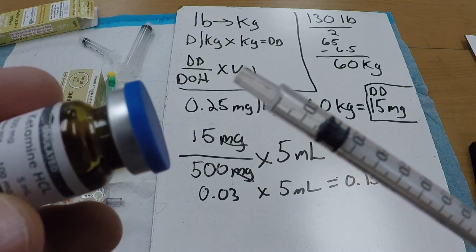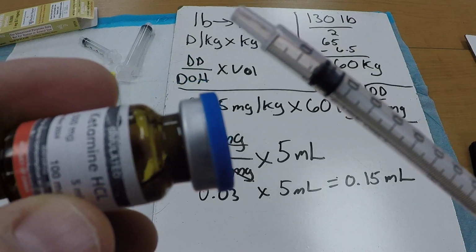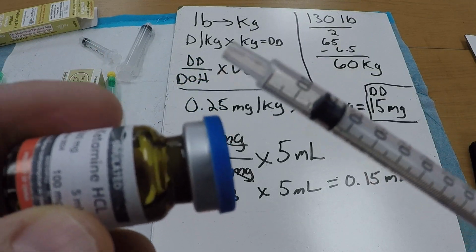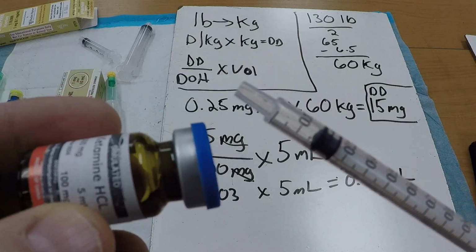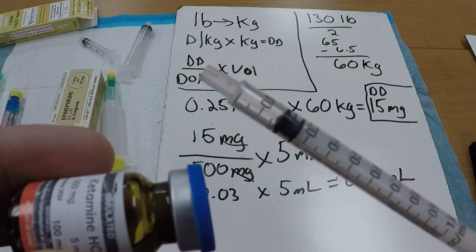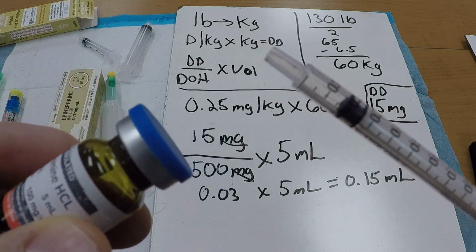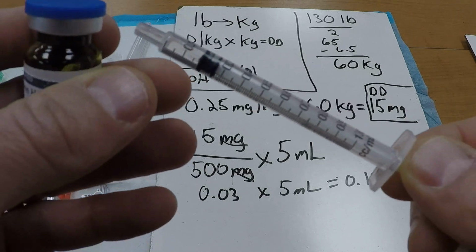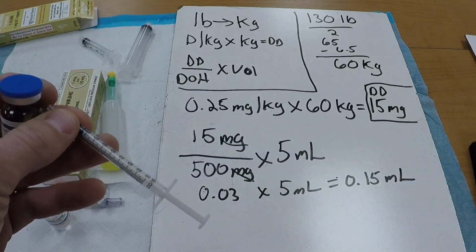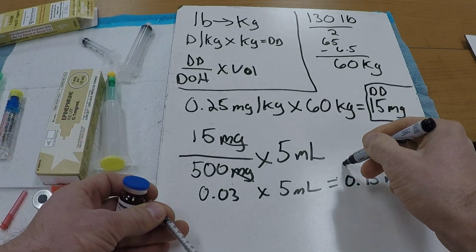You might be watching this and drawing this up in the heat of the moment, and think that can't be right. That's why the cross-check is so important, and practicing is so important, and really looking through your equipment at the beginning of shift and knowing what you have is so important. So we're only going to give 0.15 milliliters.